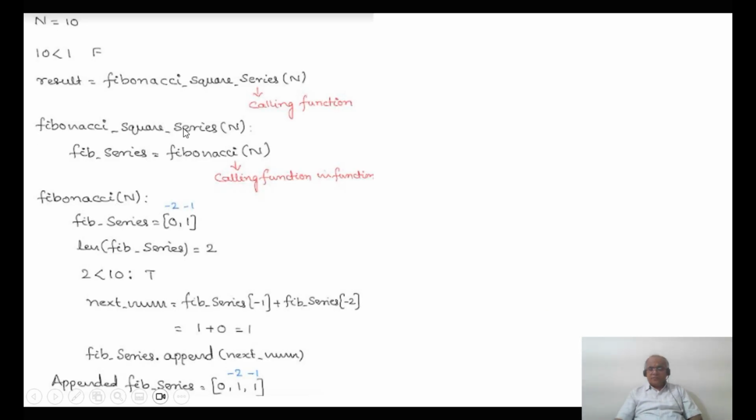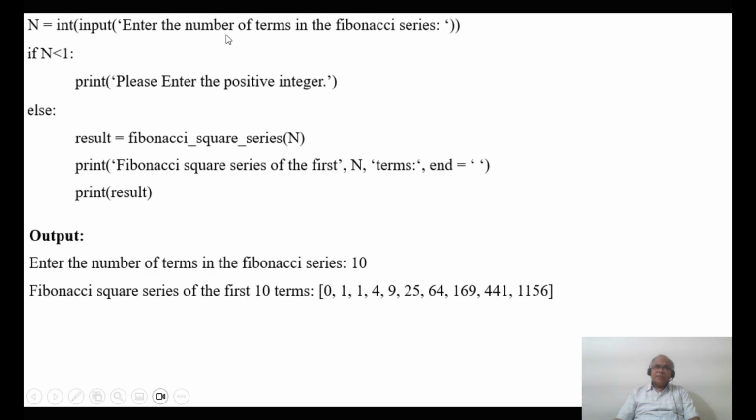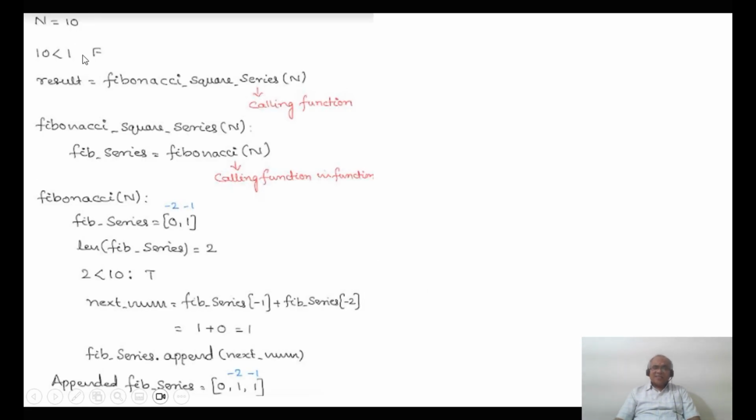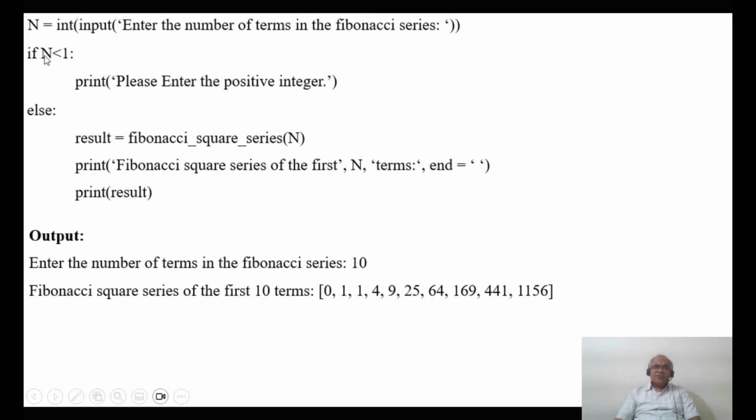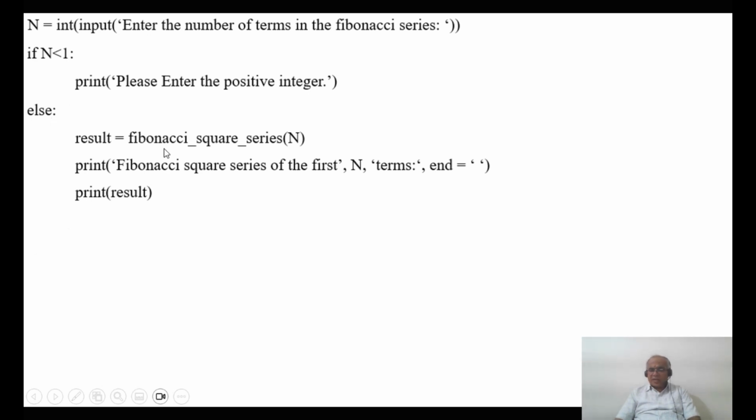First, we are considering n is equal to 10. Here, what we have entered. Enter this number. Next, is 10 less than 1? Now we are coming into this. Is 10 less than 1? The condition is false, so it won't execute this. It comes to this: else.